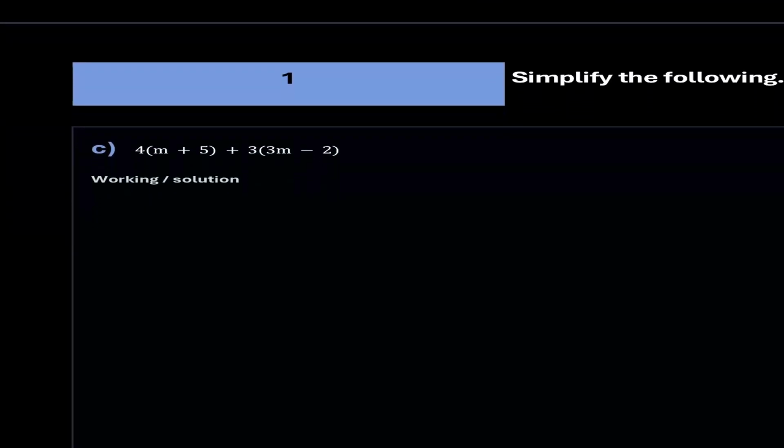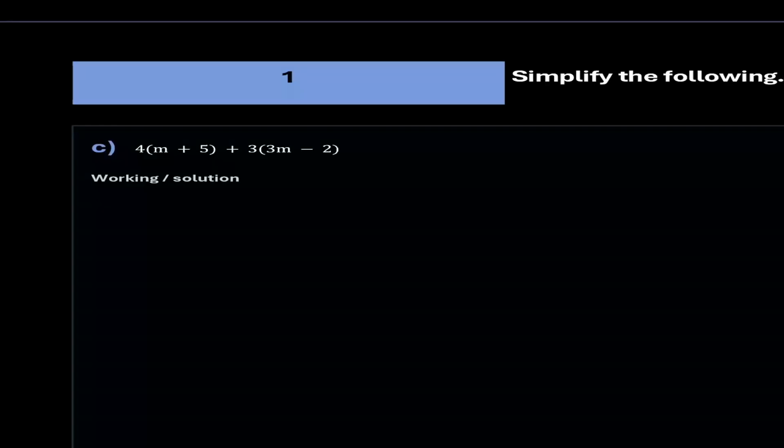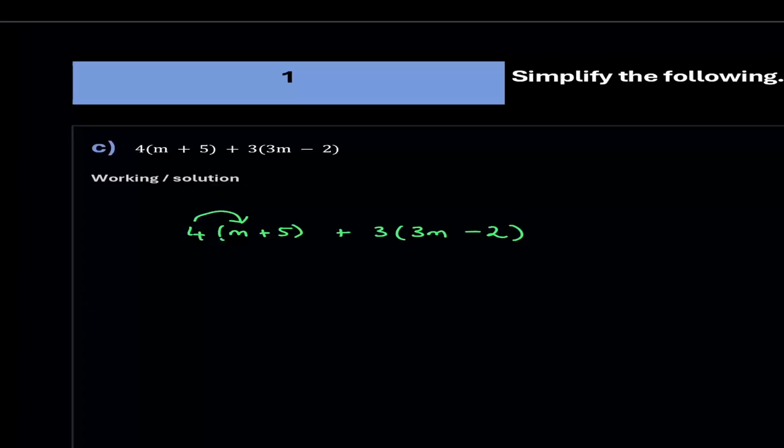Okay, how about this? I want you to simplify this. So we've got 4 brackets m plus 5, close brackets, and then plus 3, and then another open brackets, 3m take 2. So in order to work this out, what we need to do is expand the brackets. And that means that anything that's outside the bracket, you must multiply by whatever's in the bracket. So first you're going to do 4 times m, which is 4m. And then 4 times positive 5, which is 20.